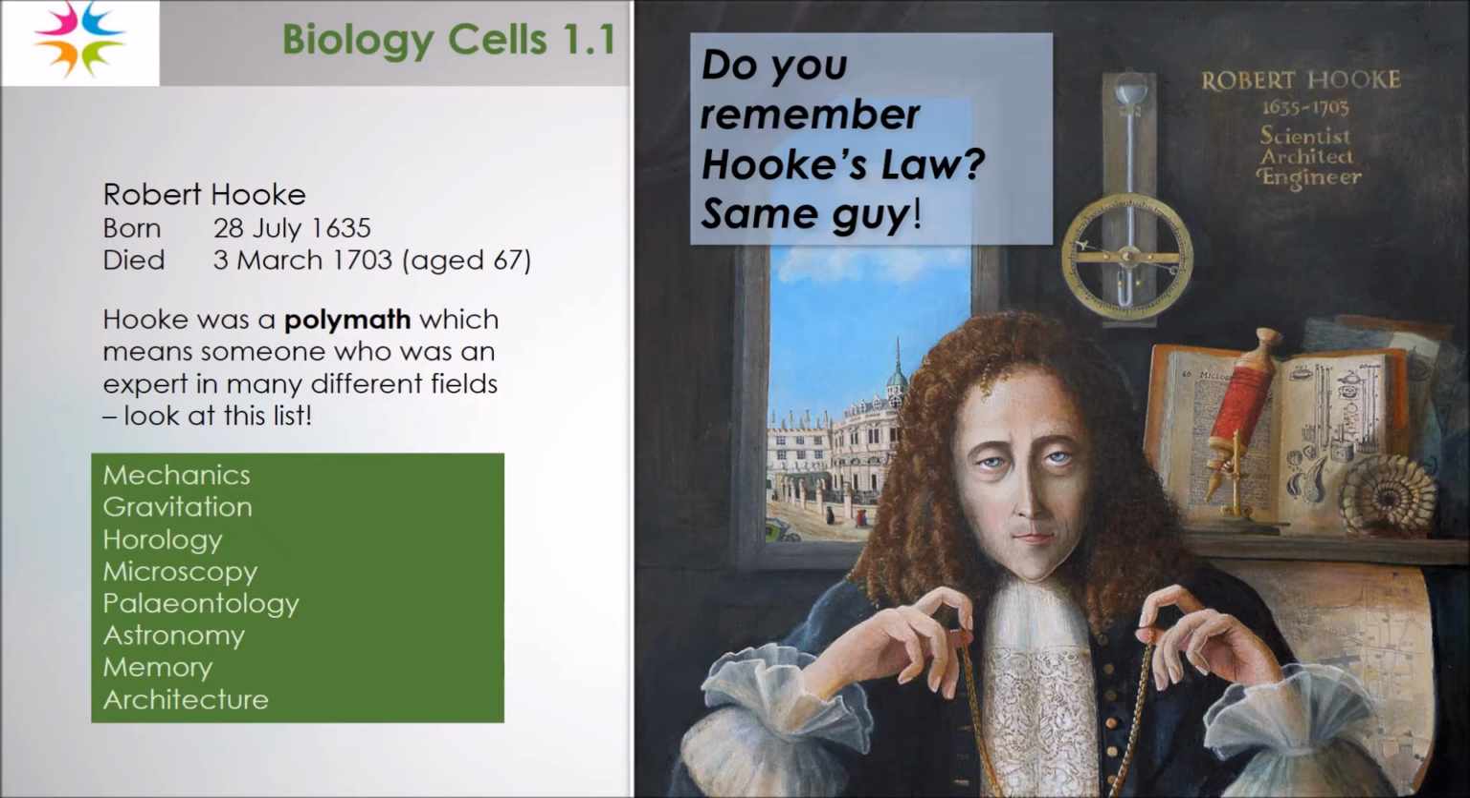If you look at that picture of Mr. Hooke, just above his head, you can see what's called a water clock. So, as we said, he was interested in horology. And on the shelf behind him, you can see his microscope, the red thing, and you can see a fossil. So that gives you some idea of all the things he was interested in.